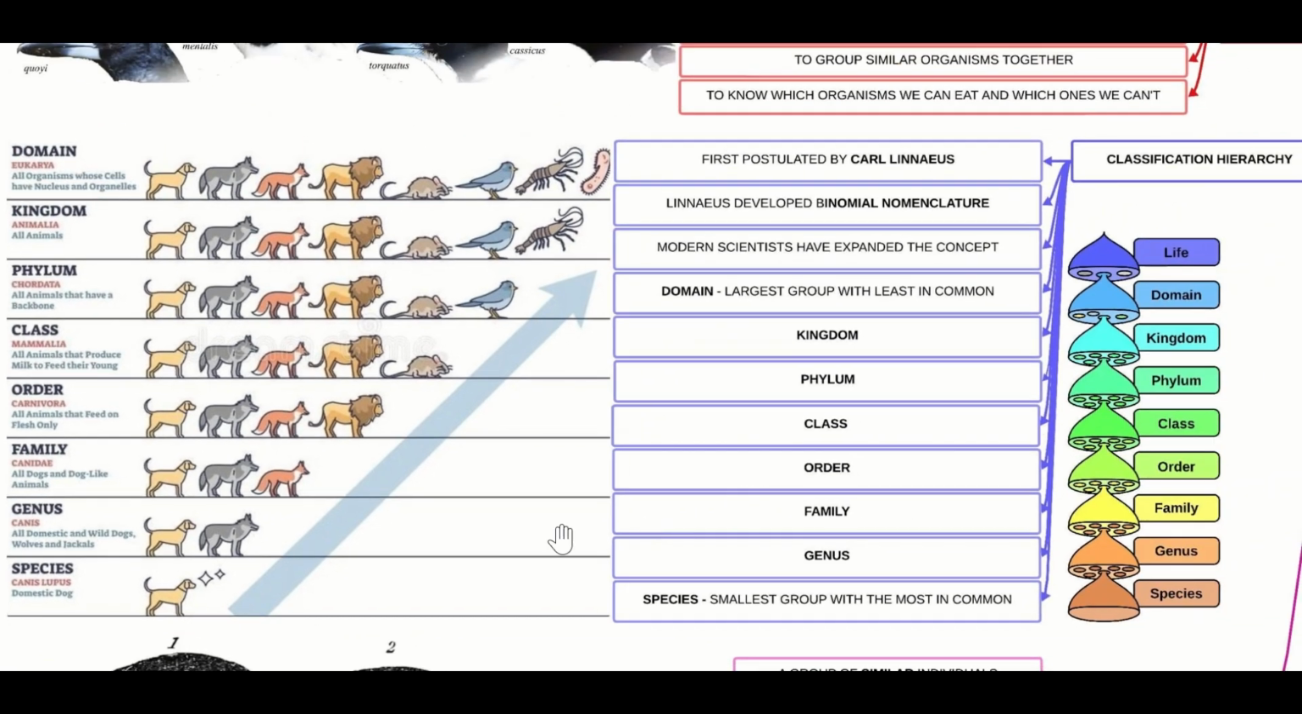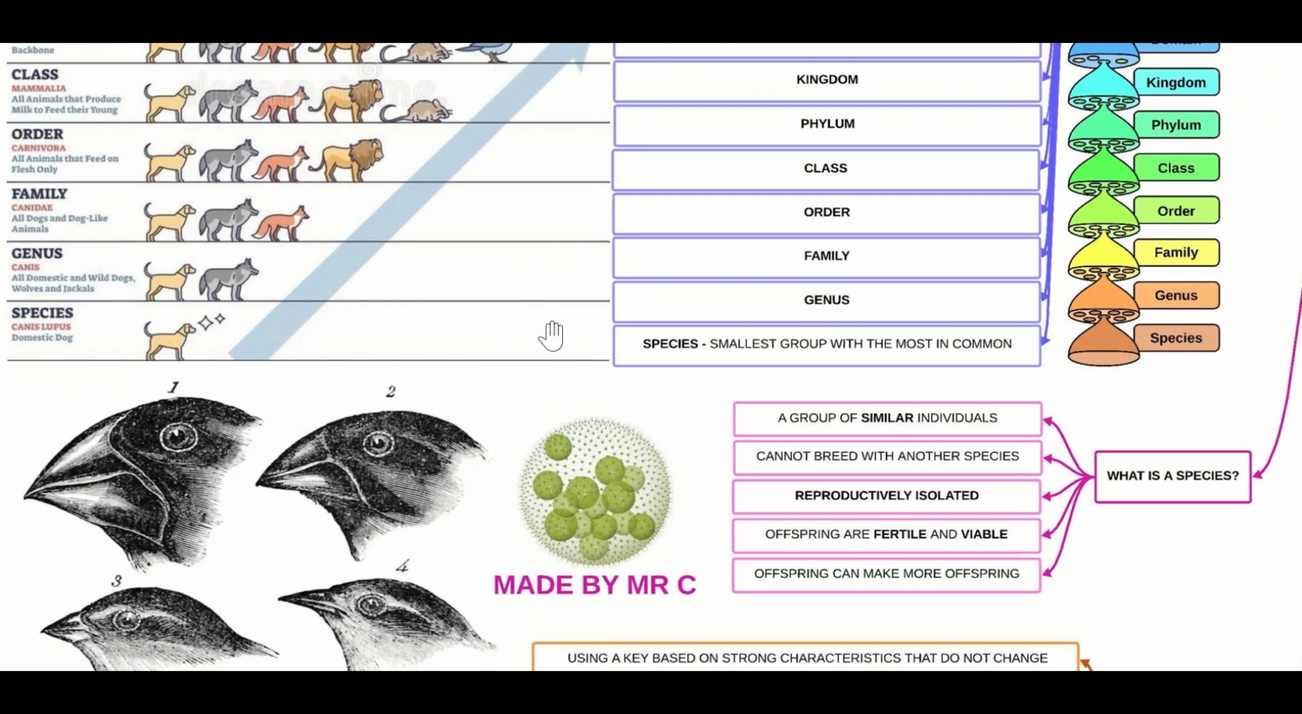Okay, so we zoom out a little bit here, and then we go down to what is a species. Now, a species is a group of similar individuals. They don't have to be identical. They just have to look similar, and they cannot breed with another species. Now, the fancy word for not being able to breed with another species is reproductive isolation, which means it can only breed with its own species. And when it does, it makes fertile and viable offspring. Fertile means it can reproduce, and viable means it lives long enough to be able to reproduce. In short, the offspring can make more offspring.